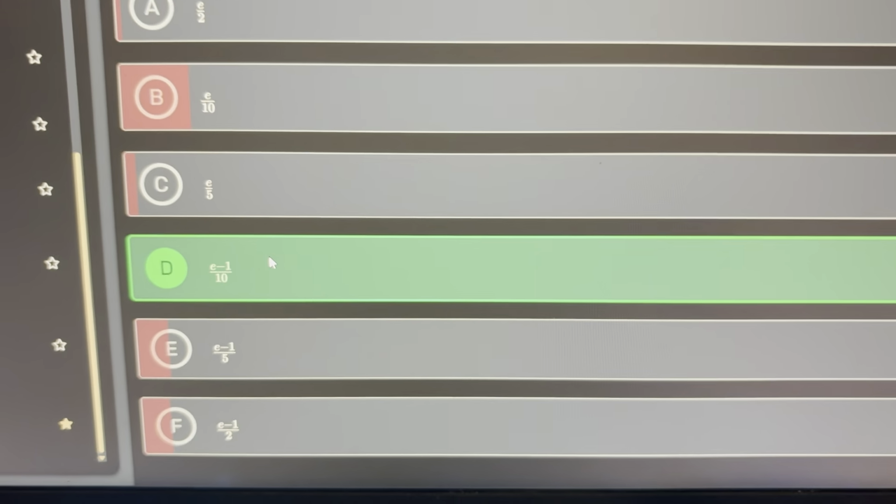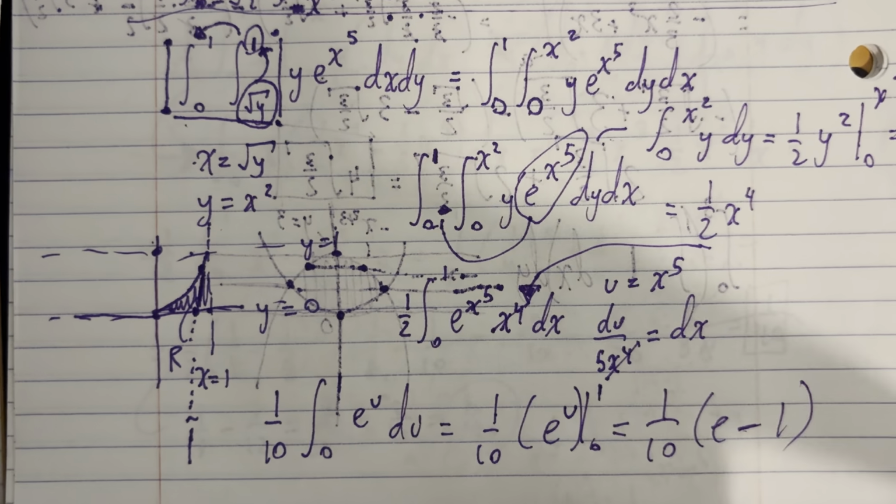I haven't even seen this one before. Yeah, and it's right. I really like double integrals in general regions, and oh my god. Okay, let's move on to the next one.